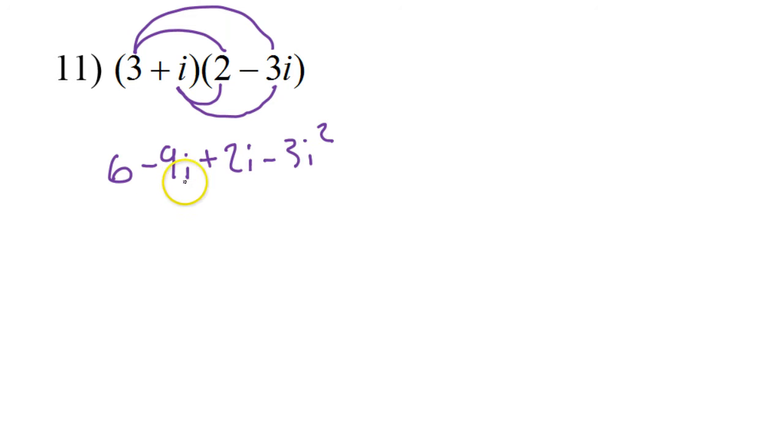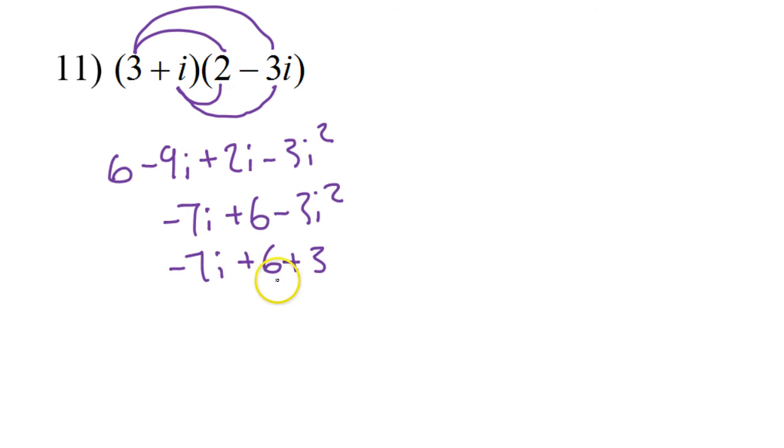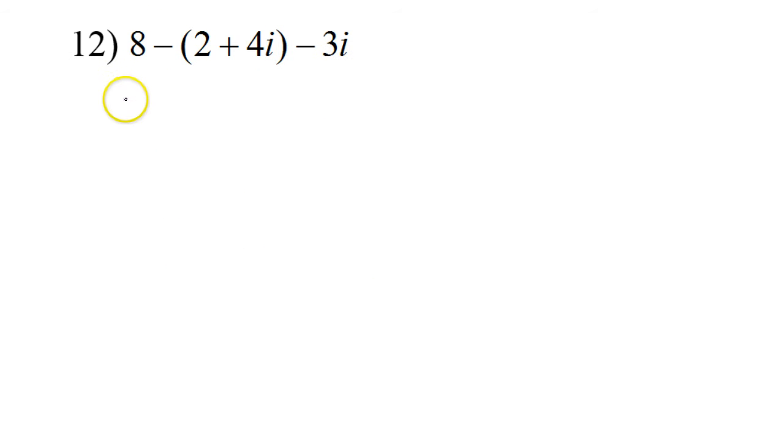You can combine negative 9i plus 2i to make negative 7i, plus 6 minus 3i squared. Negative 3i squared can become positive 3 plus 6 minus 7i. 6 plus 3 is 9, so 9 minus 7i. That's a very awkward i, but whatever. And that's it.